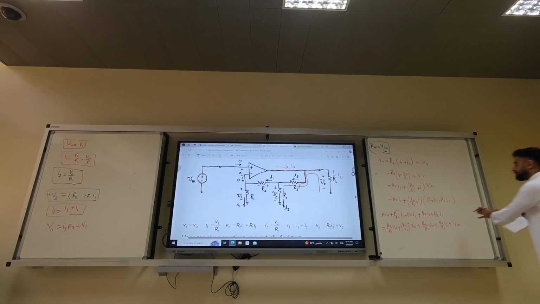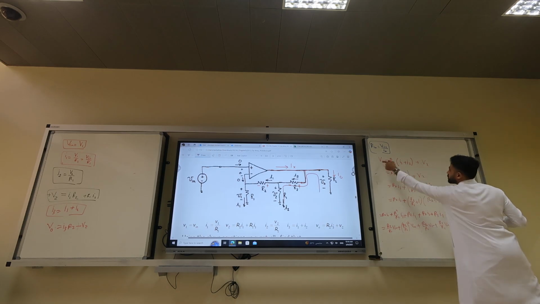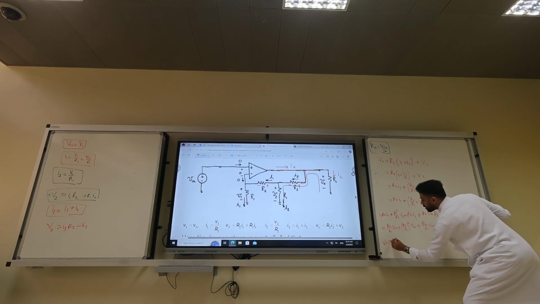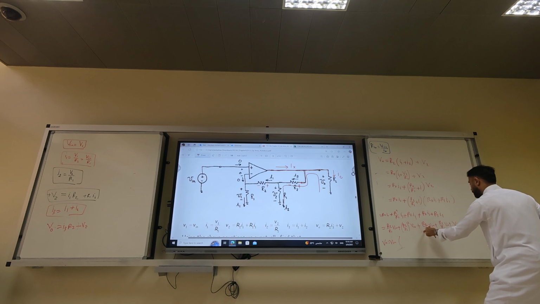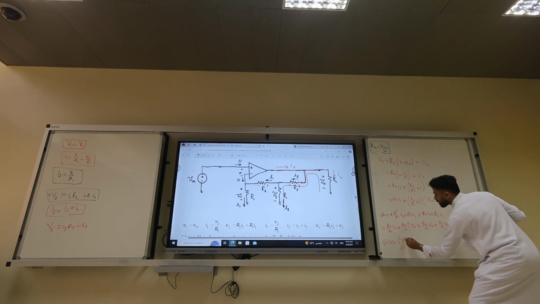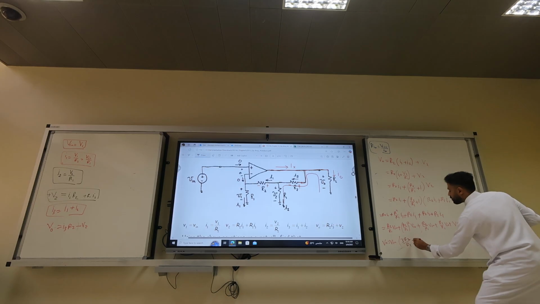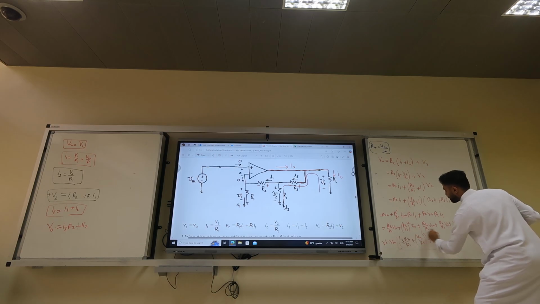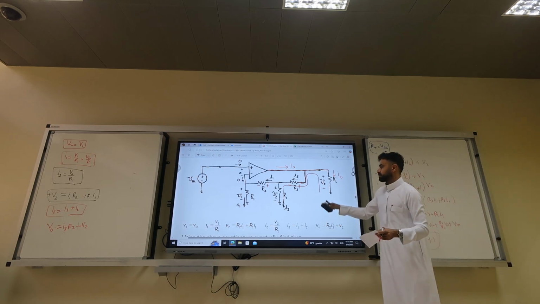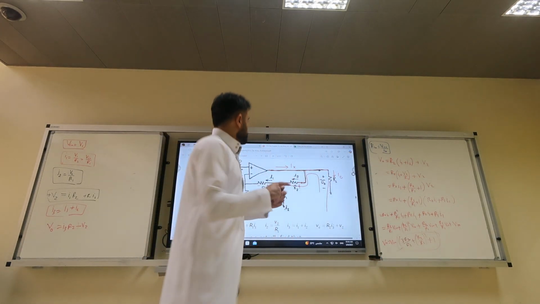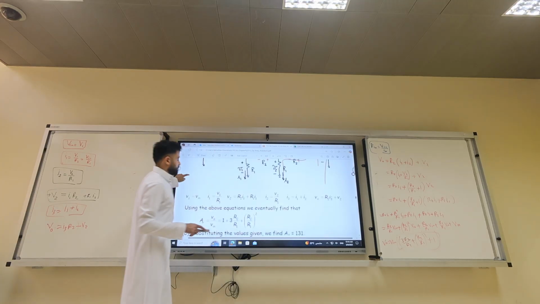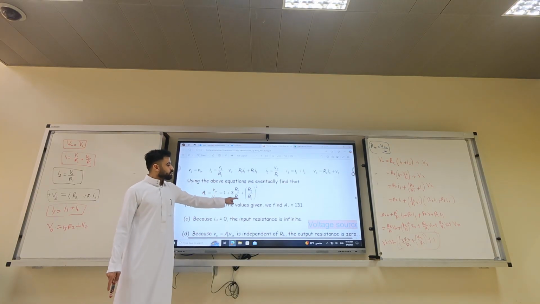Okay? Take V input as a common factor. Remember this was still V output. V output equals V input times R2 over R1 plus R2 over R1 plus R2 over R1, which is 3R2 over R1, plus R2 over R1 squared plus 1, and that is the gain. It's 1 plus 3R2 over R1 plus R2 over R1 squared.